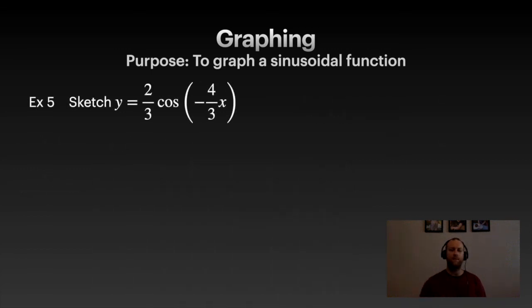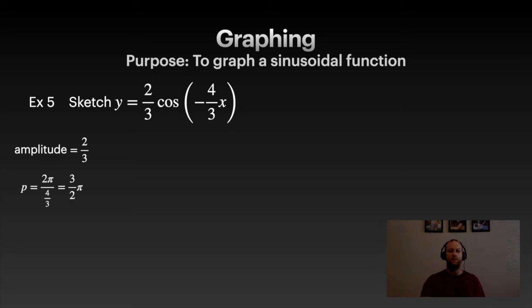Let's try it again. So now we've got a cosine graph. So this is 2 over 3 cosine of negative 4 over 3x. I could have written this as negative 4x over 3. It doesn't matter how you place that out, just so you recognize what's going on. Let's look at our characteristics. So A is 2 over 3, which means my amplitude is 2 over 3.